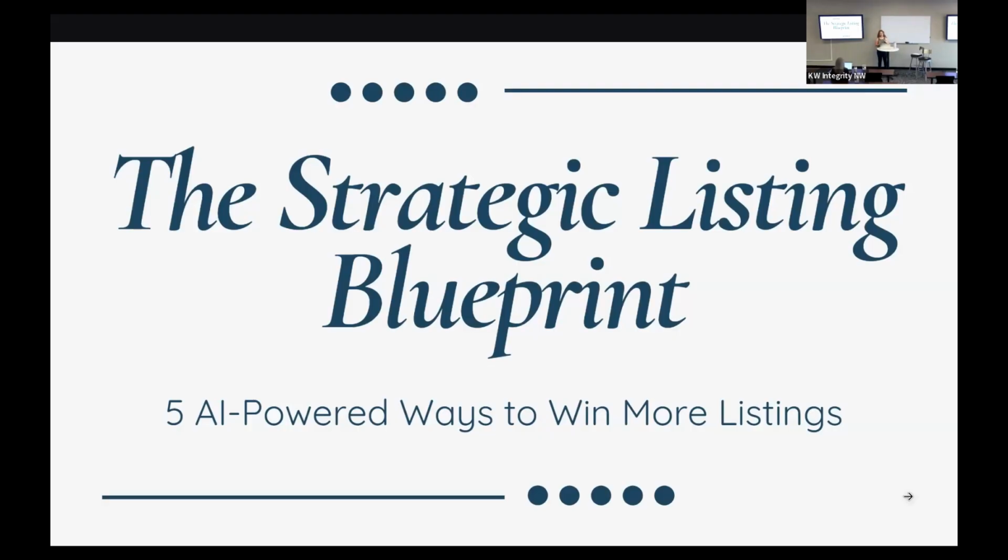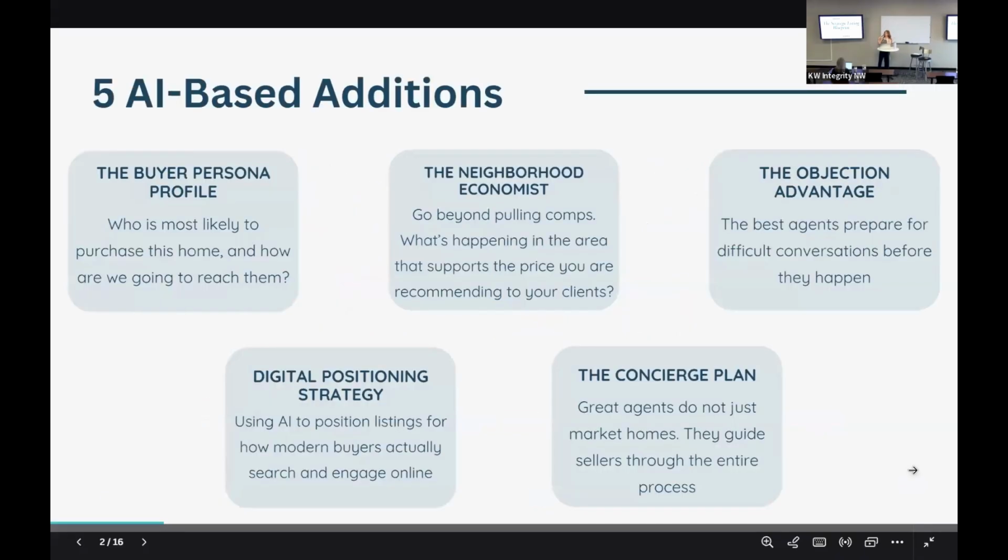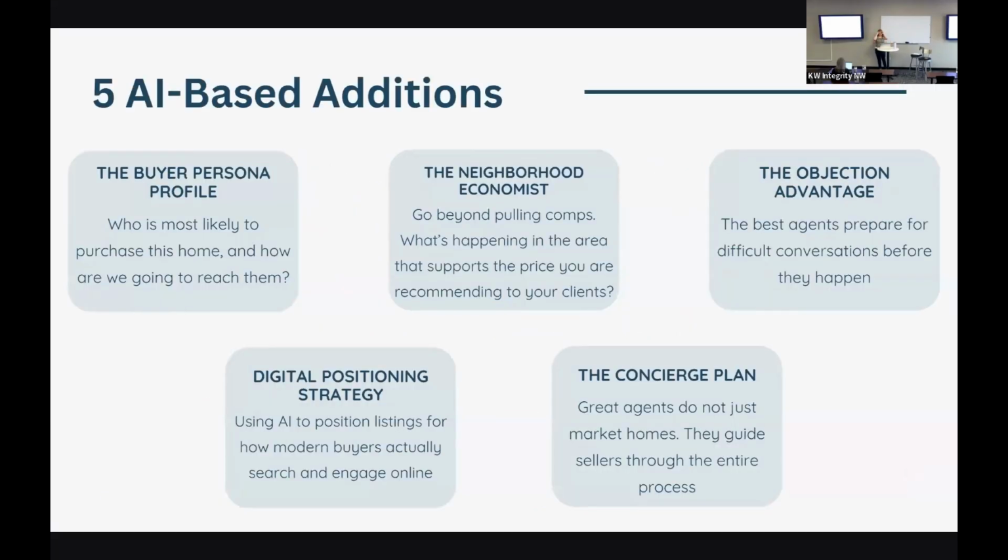So that is why I wanted to put this together, and then also incorporating AI into it because it doesn't need to be some monumental task for you to build your listing presentation or update it for each listing. Using AI really makes it easier, faster, but also at a higher quality. So, the 5 ways that I was looking at to add on to your listing presentation and bring in new content. Starting off with that first one, the buyer persona profile.